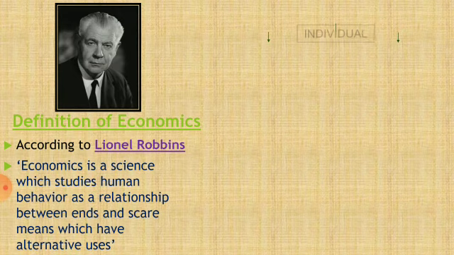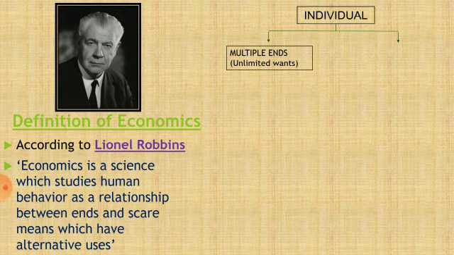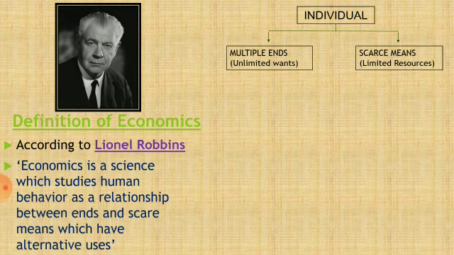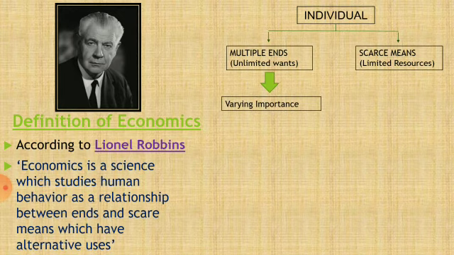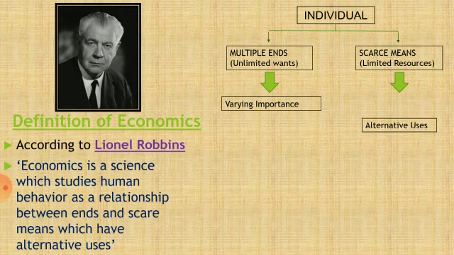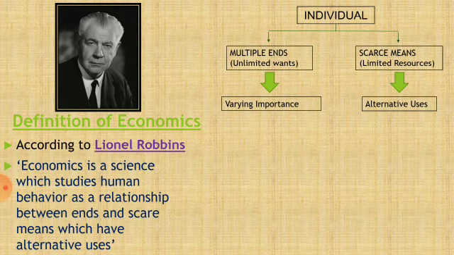Now, let me explain this with the help of this chart. For example, an individual has unlimited wants, and the resources to satisfy these unlimited wants are very limited. Now, these unlimited wants are of varying importance, and the limited resources have alternative uses.